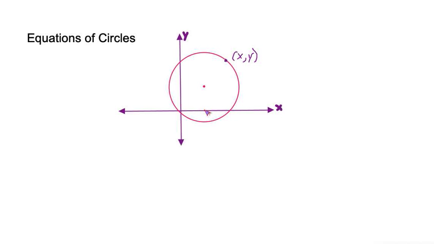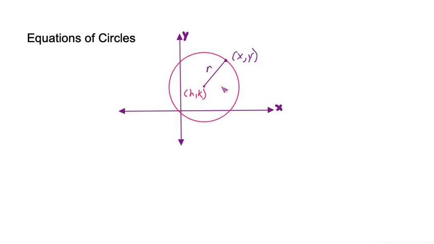And it's standard for us to represent the center with (h, k). So this is the center of the circle, the point (h, k). Now, let's draw in the radius here. Let's do that without arrows. There we go. And that's going to represent the radius.